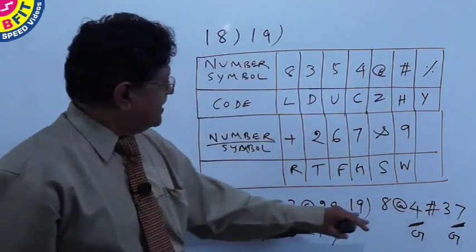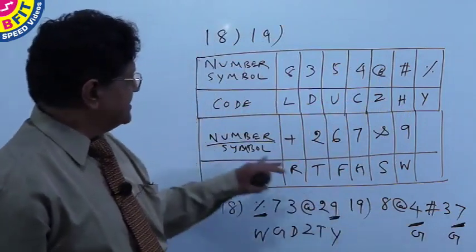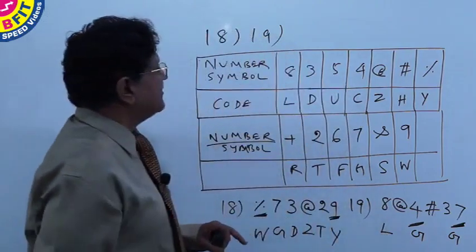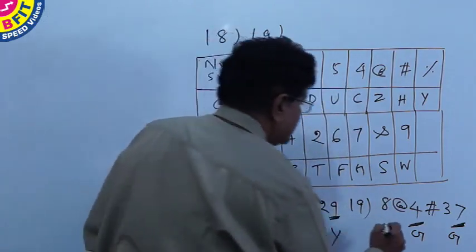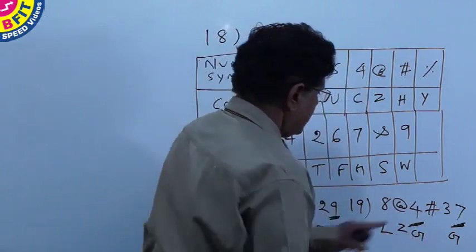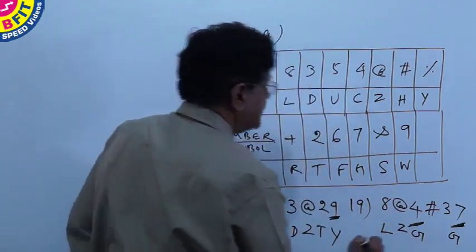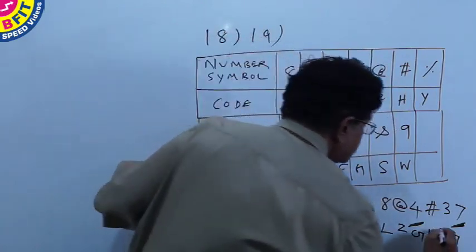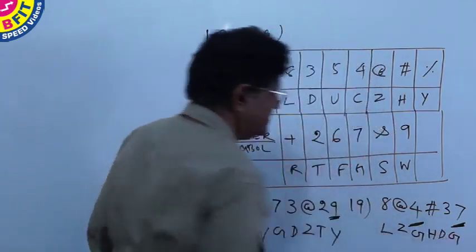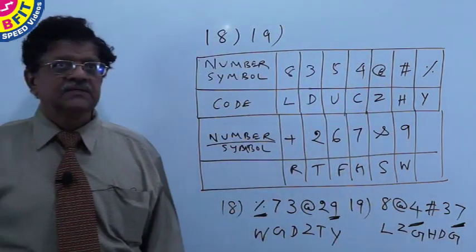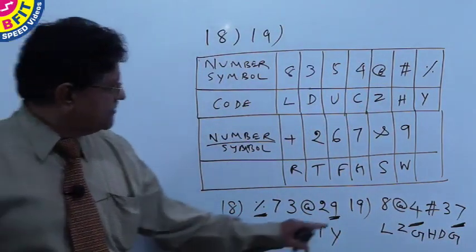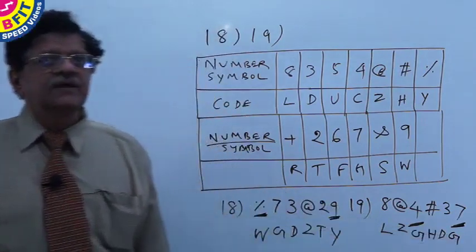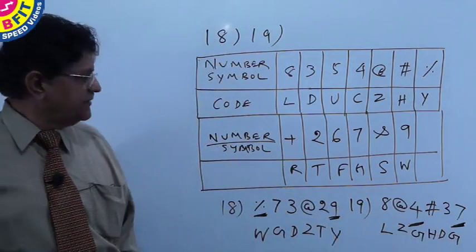Now all other symbols and numbers have to be coded as per this table. 8 is to be coded as L. @ is to be coded as Z. 4 is already coded. Hash is to be coded as H. And 3 is to be coded as D. The code for question number 19 is L, Z, G, H, D, G based on condition number 1.